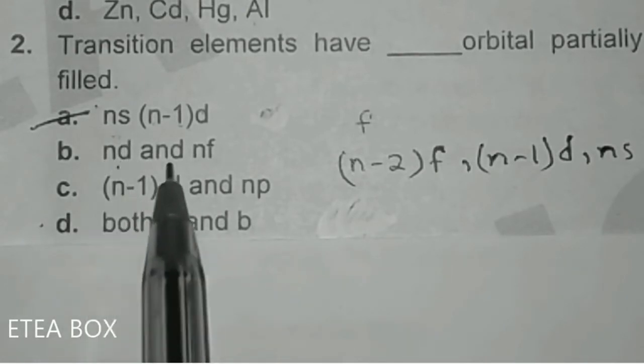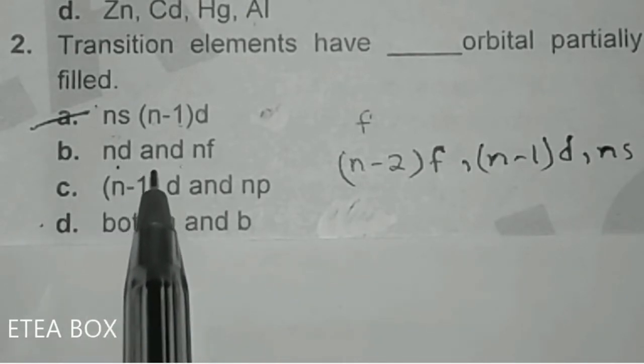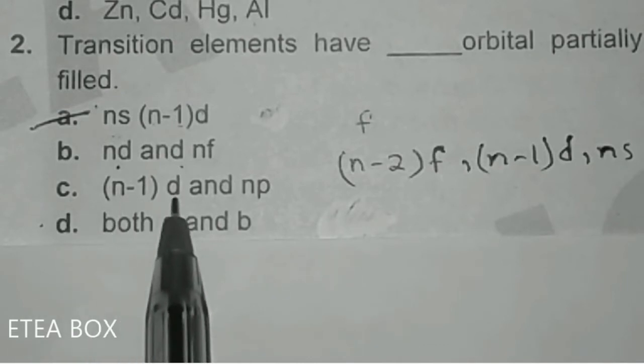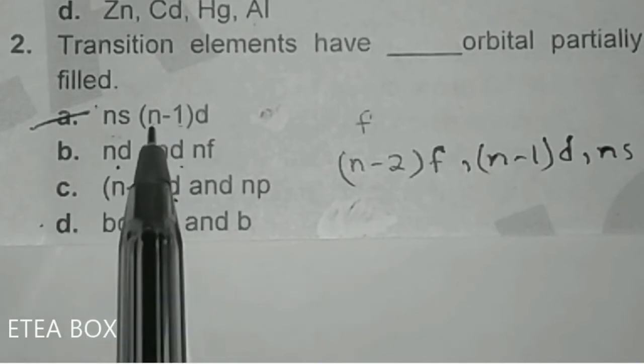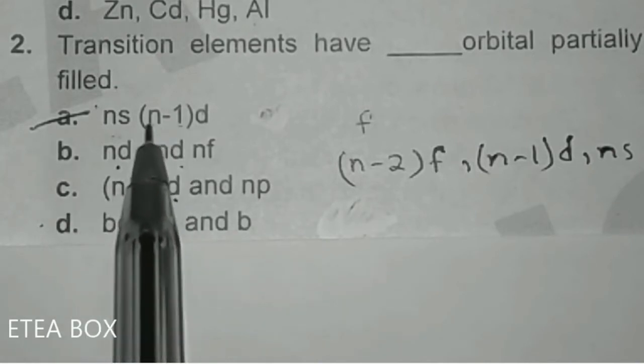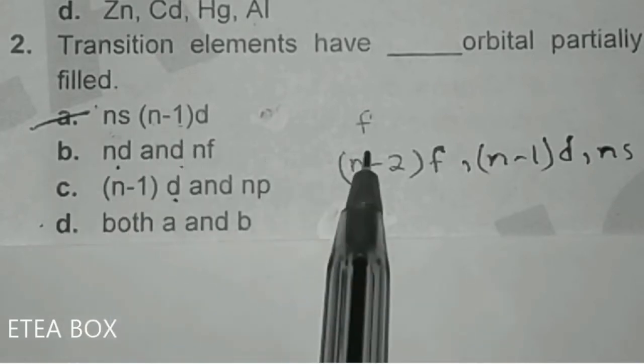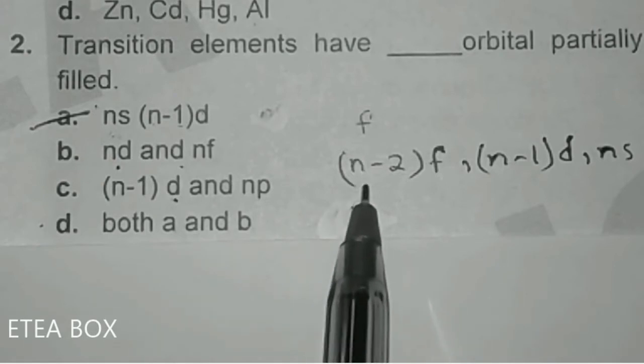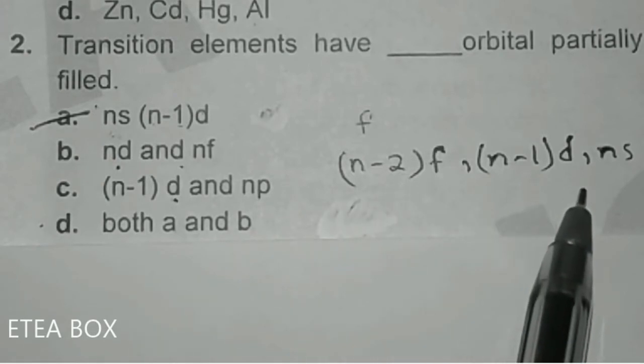Look at the B option, Nd and Nf, so this one is incorrect. Look at the C, N-d, but here it is Np, this one is also incorrect. So for D block, the partially filled orbitals are Ns and N-1d. For F block, the partially filled orbitals are N-2f, N-1d and Ns. Here option A is correct.